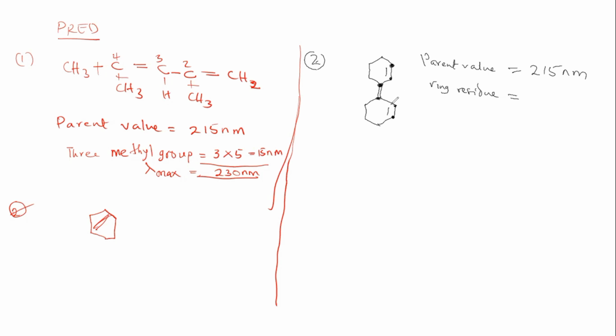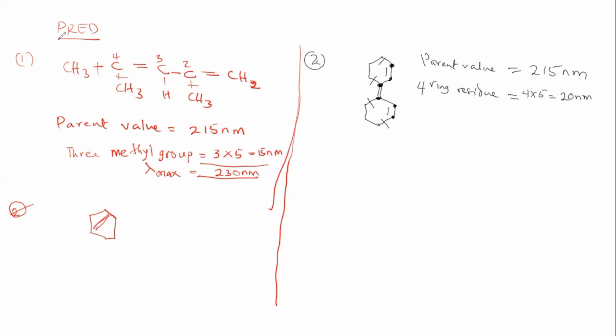Now, what are the subsequent residues joined to these carbons bearing the dienes and also the extension? You have this one, this one, this one, and this one. So that means we have 4 ring residues. That's going to be 4 times 5, which is 20 nanometers.